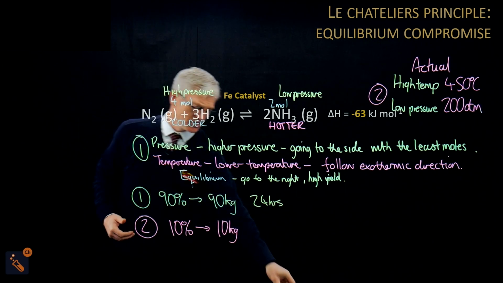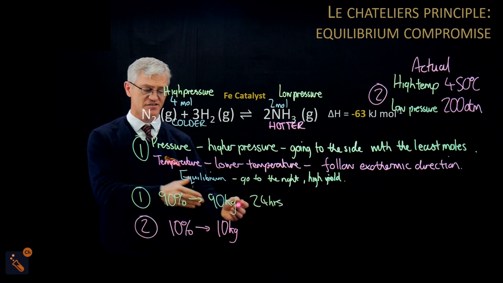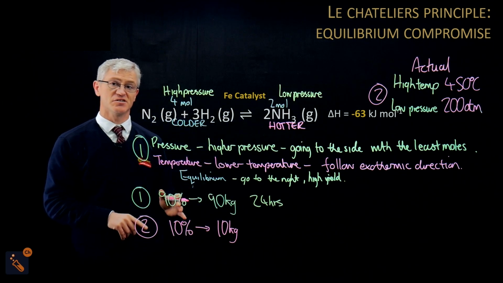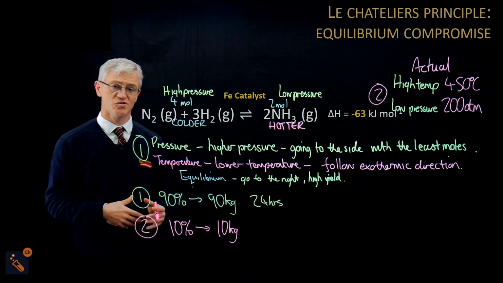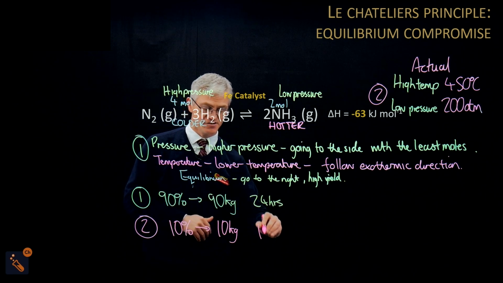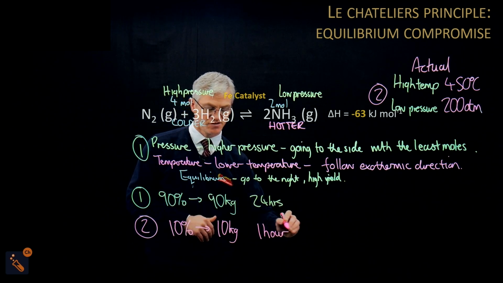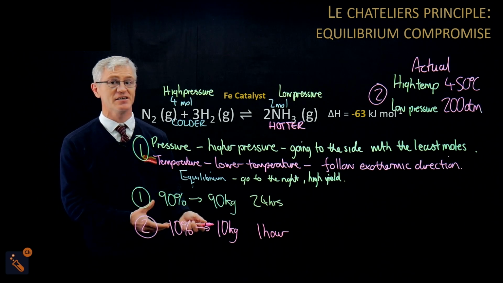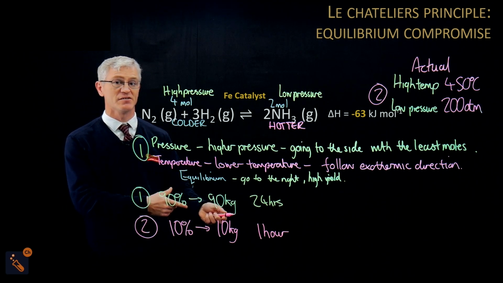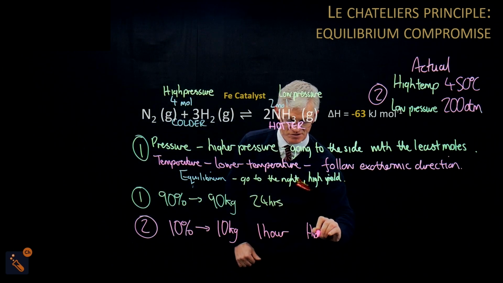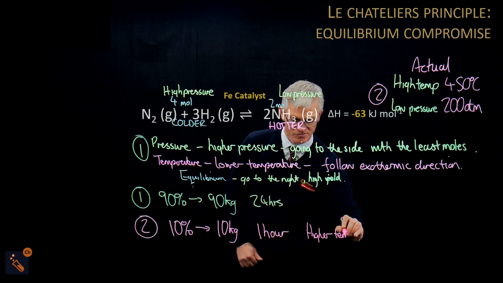If I then say I'm going to raise that temperature, so I've got 450 degrees versus the low temperature that I would normally want to get that high yield, and again this is just a simple representation, I get it in 1 hour. So I'd only get 10 kilos, but I get them in 1 hour. That's because of the higher temperature, which is a higher rate.